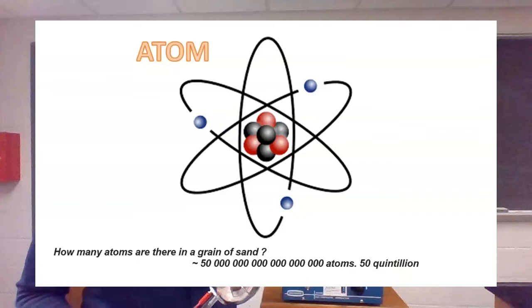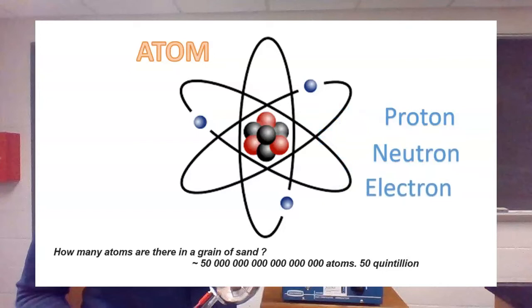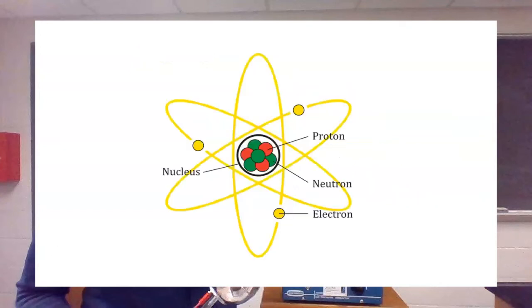An atom is made up of 3 different particles: a proton, a neutron, and an electron. Each one of these subparticles has a charge, actually. A proton has a positive charge. And you can remember that because both positive and proton begin with a P.